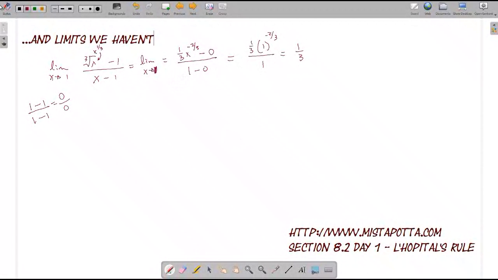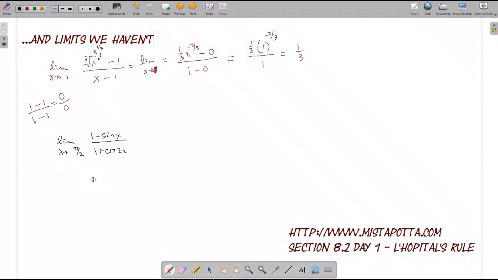So I'm going to do another example similar to this. So let's take a look at the limit as x approaches pi over 2 of 1 minus the sine of x over 1 plus the cosine of 2x.